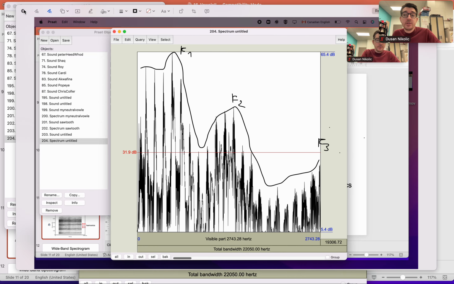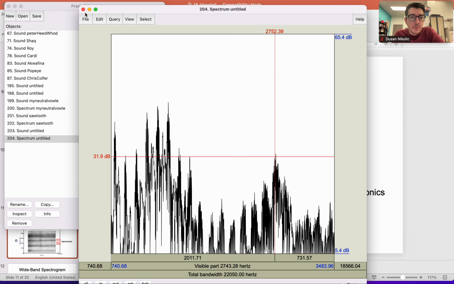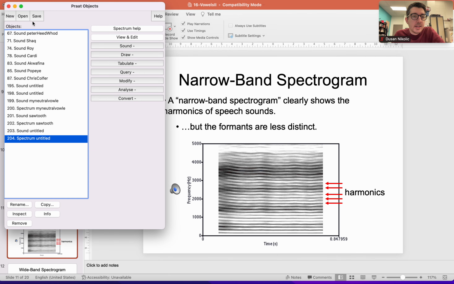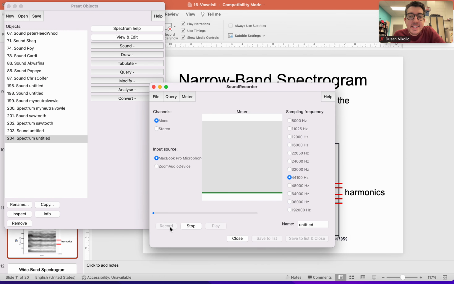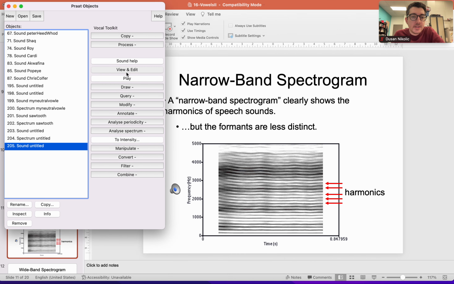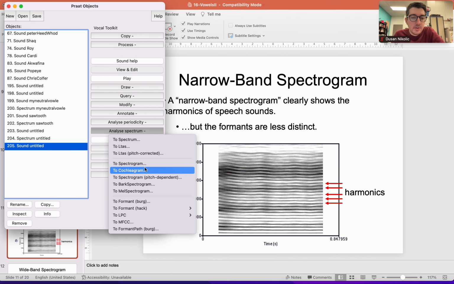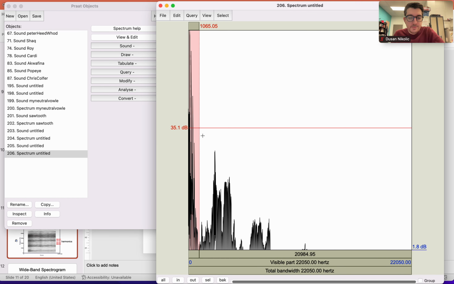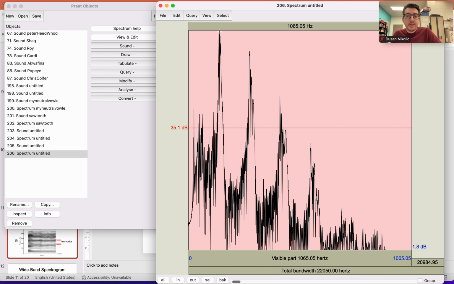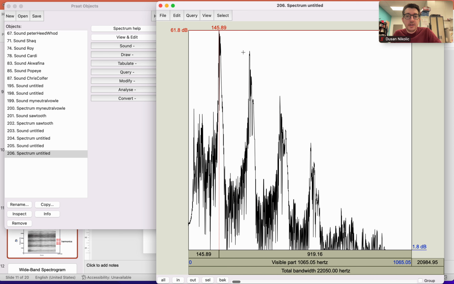But for other vowels, I will have different harmonics. Okay, this is done. I'm okay with that. Let's now record E, maybe. E. All right, let's see what that looks like. I'll immediately send it to spectrum. Okay, my first one is here, second one is there, third one is there, right?